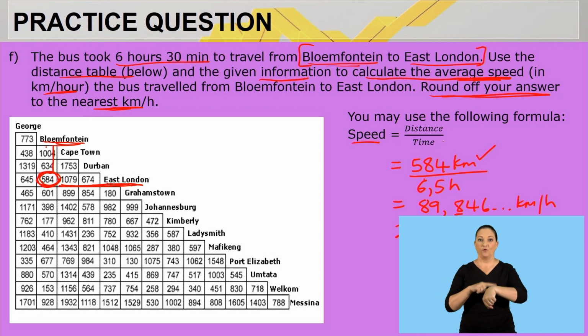Thereafter, I substitute my time. Bus took 6 hours, 30 minutes. Don't make the mistake by saying 6,30. Remember, this formula here sees time in hours. So half an hour is indicated as 0.5. Now, so it's 6.5 hours. I simplified by typing in 584 divided by my 6.5. So it gave me 89,846. But based on my instruction in the question, it says clearly, round off your answer to the nearest kilometer per hour. So I went and I looked, okay, 8 is more than 5. Therefore, 89 then became 90. Guys, I hope that's clear to all of you.